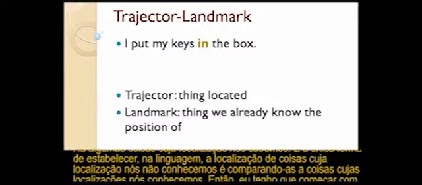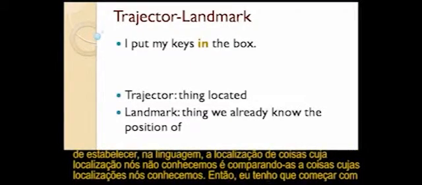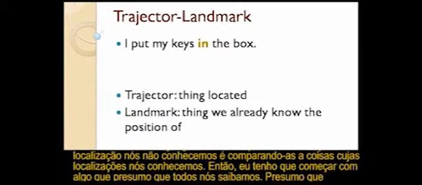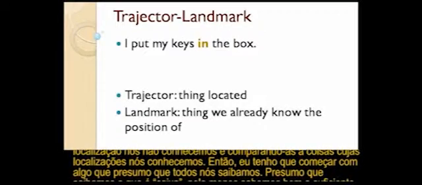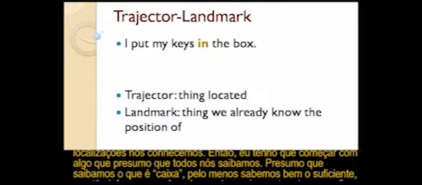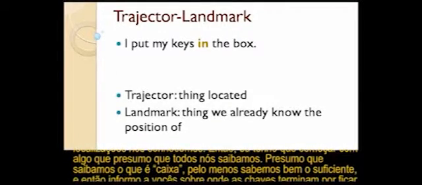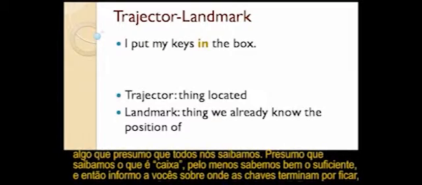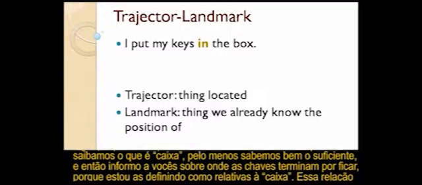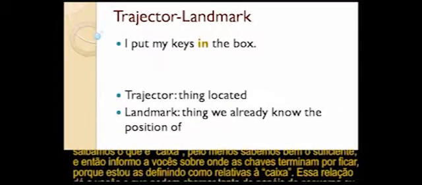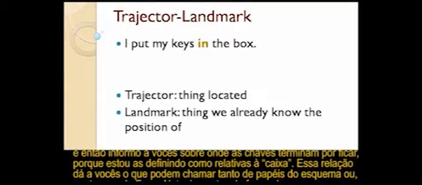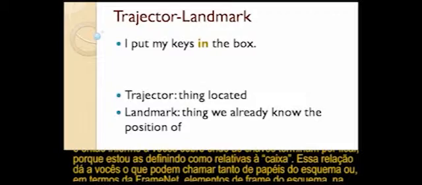So I assume we know what the box is, or at least well enough. And then I inform you about where the keys end up, because I'm defining that relative to the box. That relation gives you the two roles of the schema, or in FrameNet terms, frame elements of the schema. There's not actually any deep difference. The trajector is the thing we're trying to specify the location of. The landmark is the thing we already know the position of.